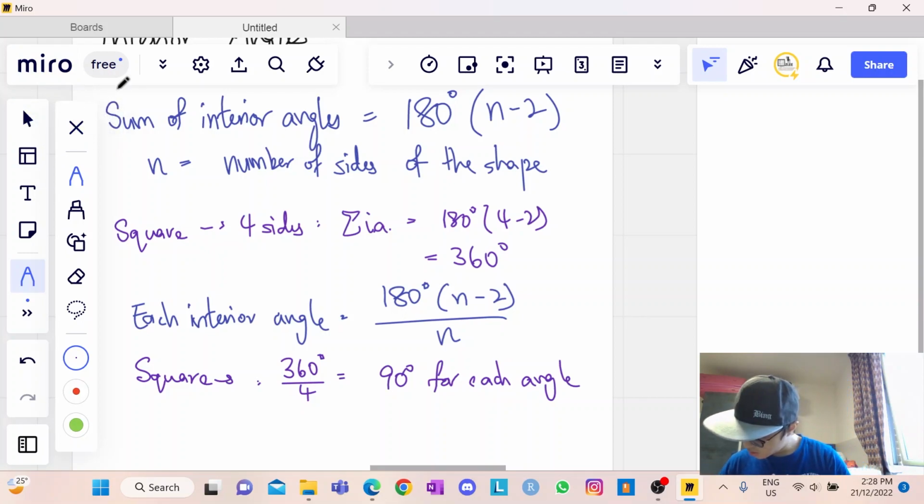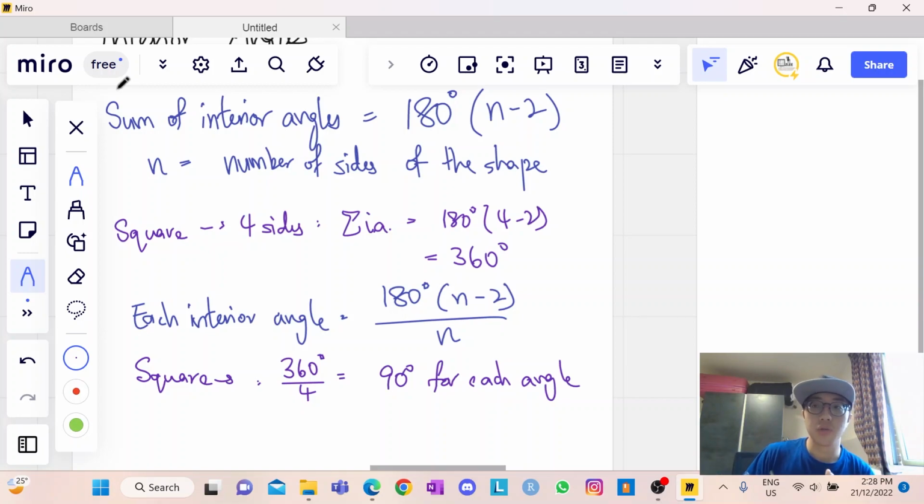So this is basically it. If you have something like a triangle, a triangle has three sides. 3 minus 2 is 1, so 1 times 180 degrees is just 180 degrees itself. So the total interior angles in a triangle is just 180 degrees, and it goes the same for all other shapes.